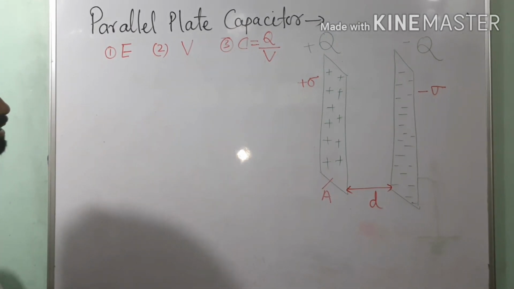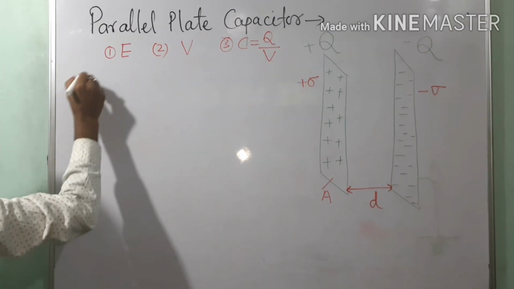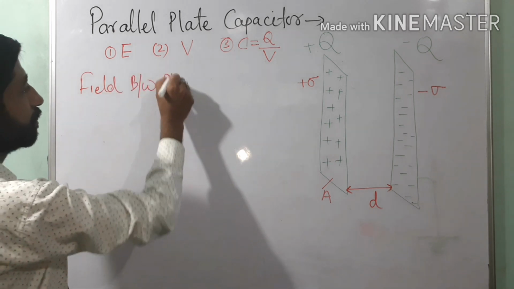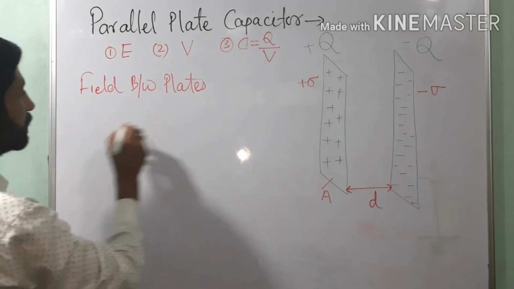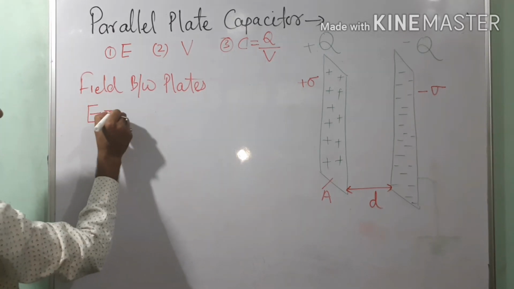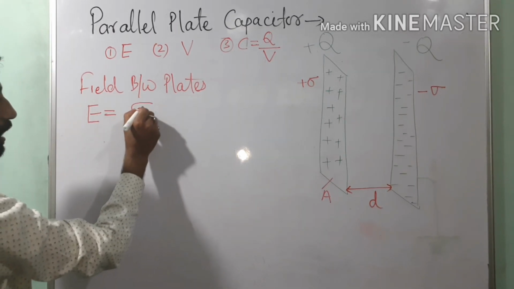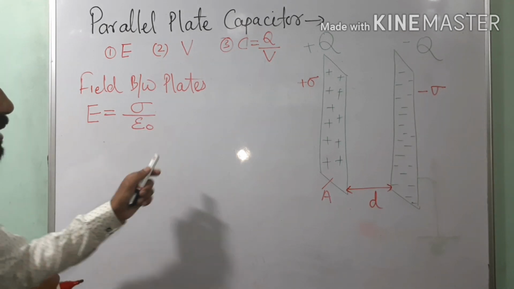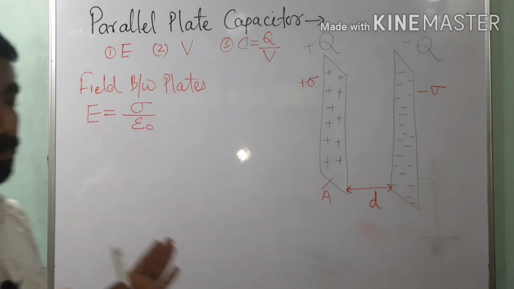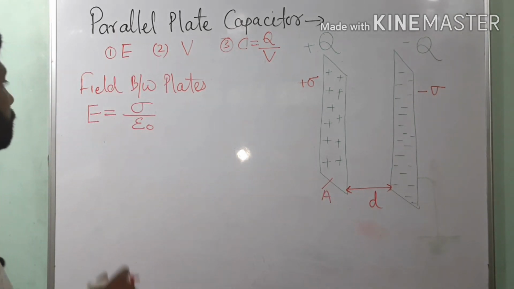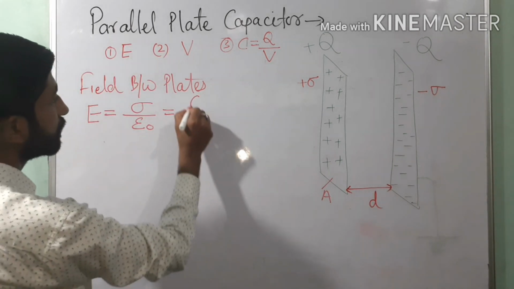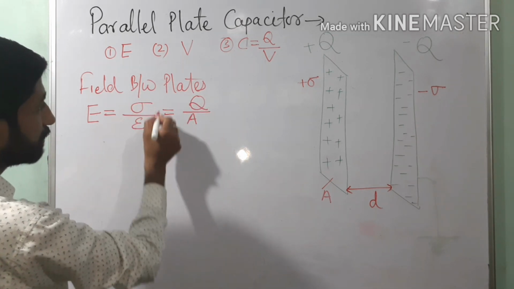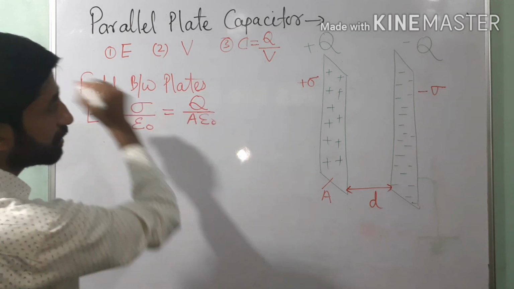So the electric field between the plates, E, is given by charge density over epsilon 0. Epsilon 0 means the plates are placed in free space, that is the permittivity of the medium. And what is sigma? That is charge over area, that is the value of sigma, and epsilon 0 is here.